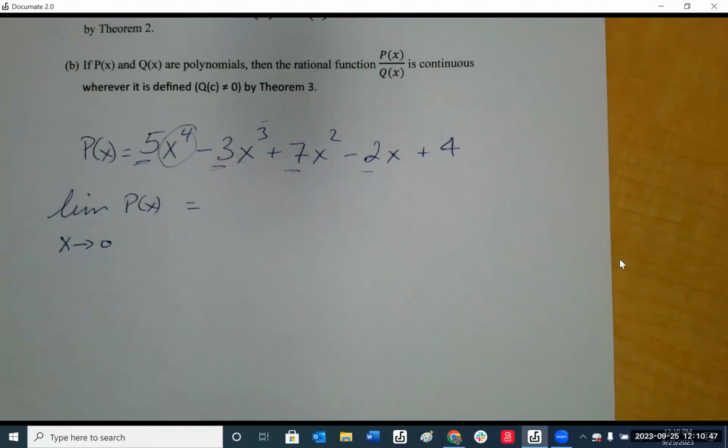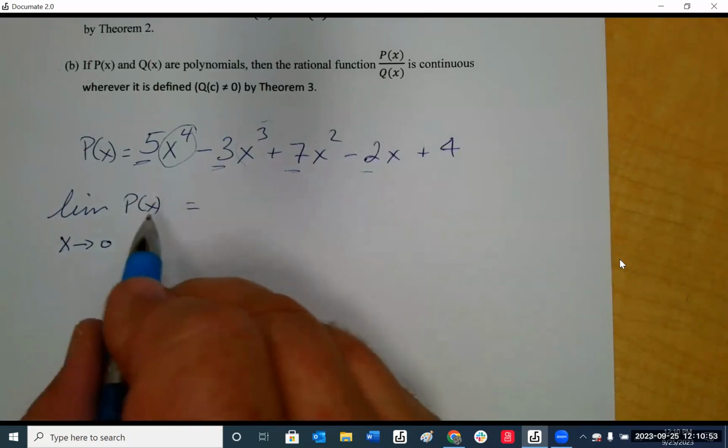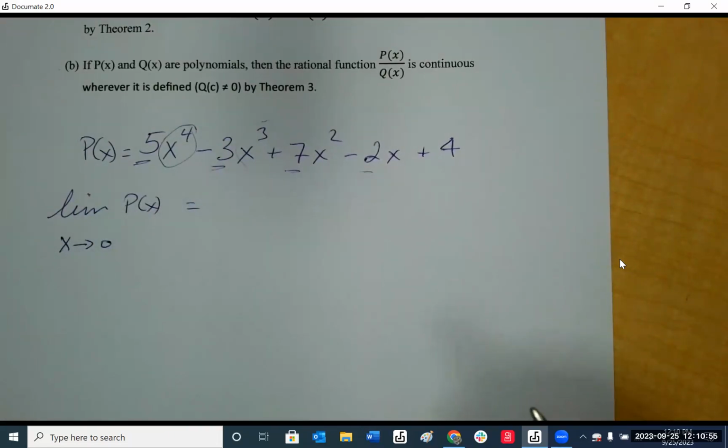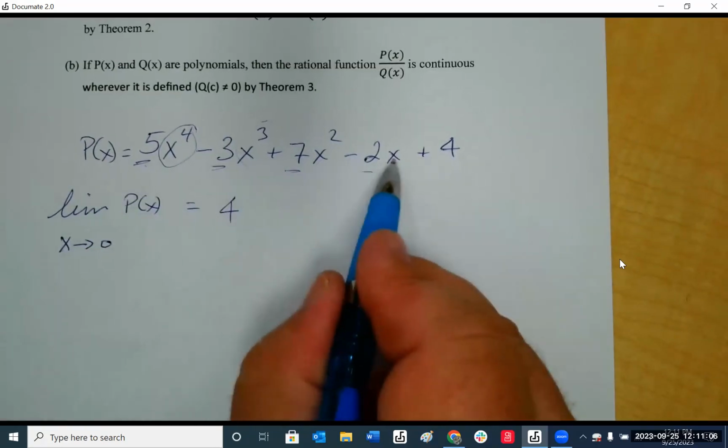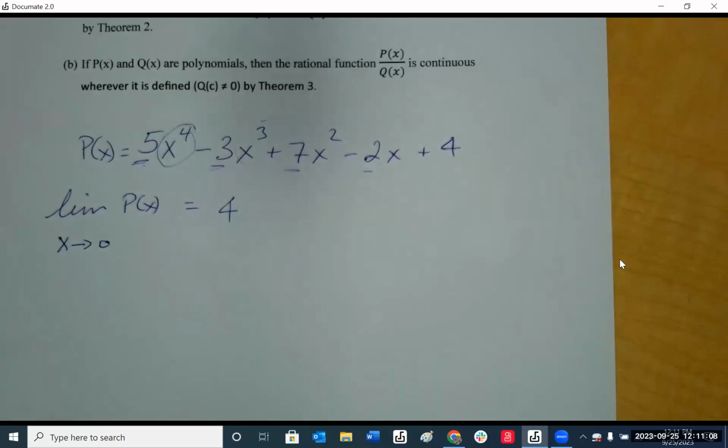And we know it's continuous because we can take a derivative of it and it's still continuous. So what would this limit be? Because all these x's go to 0, so it's just the constant.